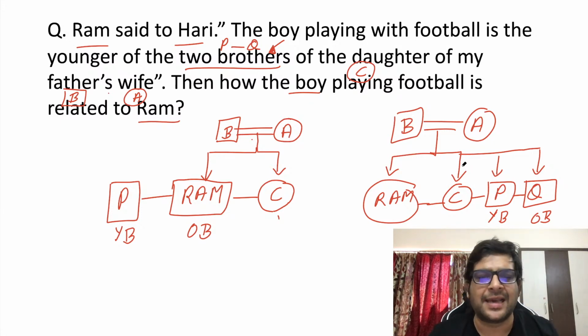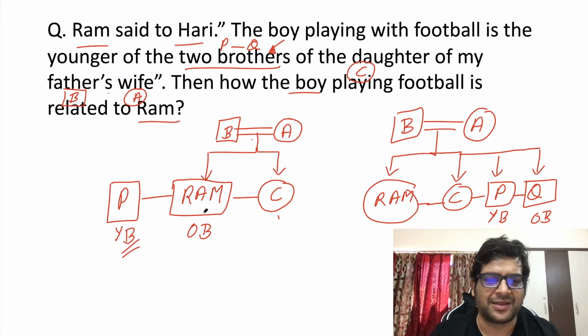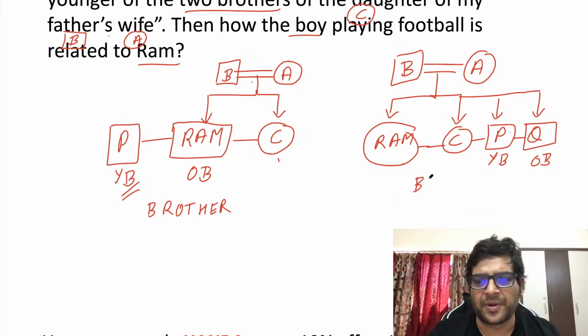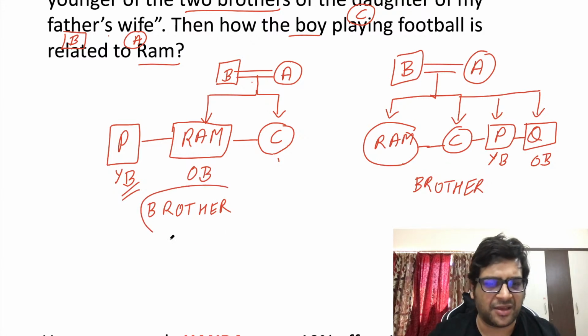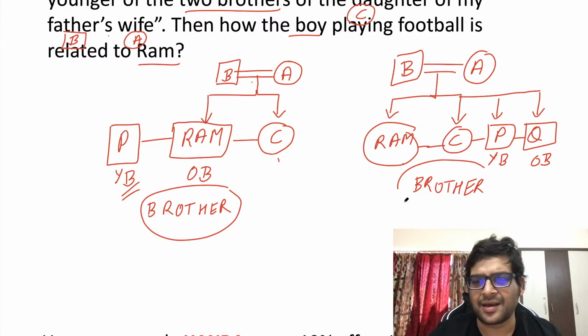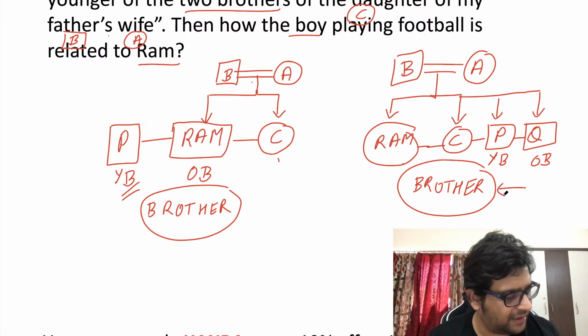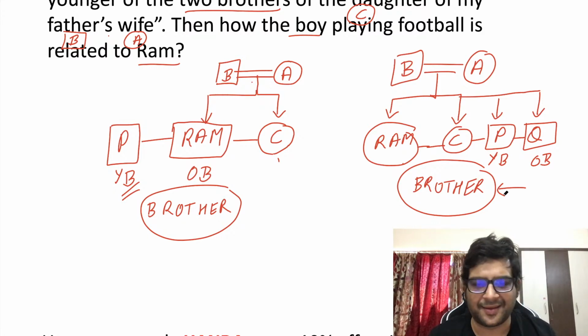And in both of those cases, what is the relationship of the younger brother with Ram? So in this case, he is the brother. And also in this case, Ram might be a sister, but P will still be the brother. So whichever case you take, your answer in both cases comes out as brother only. Ashutosh and Shashank are right about this one as well. That's correct.